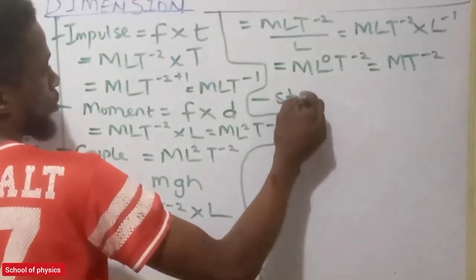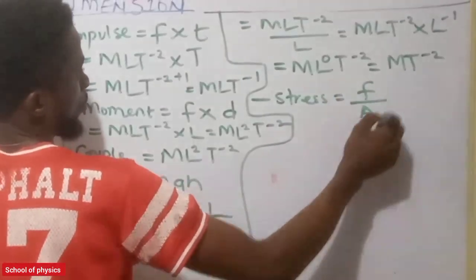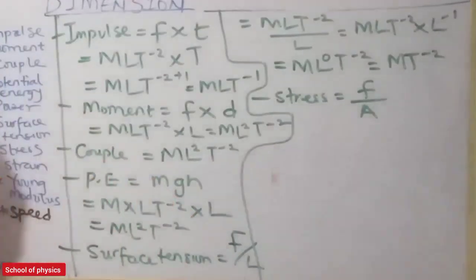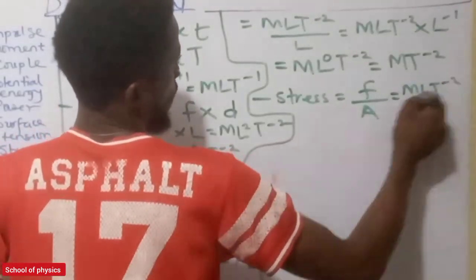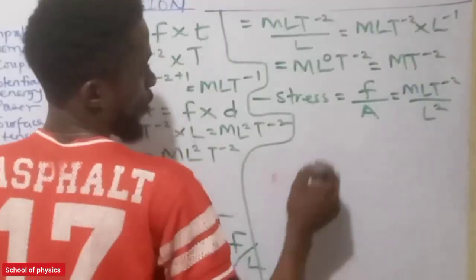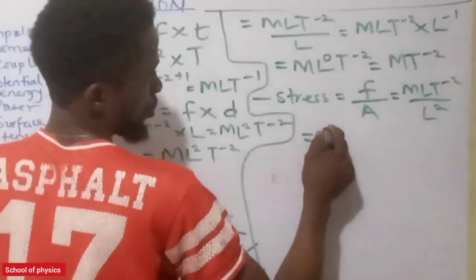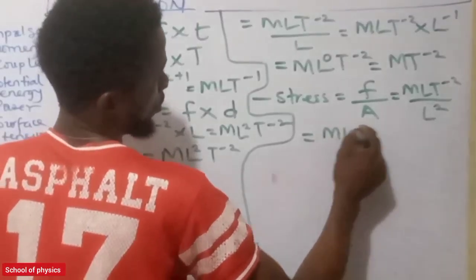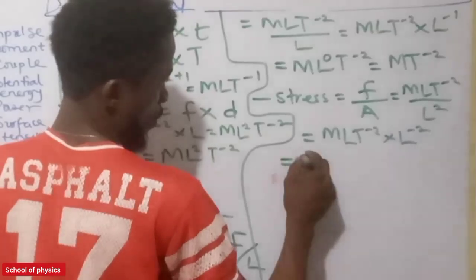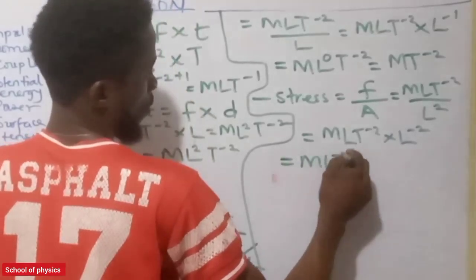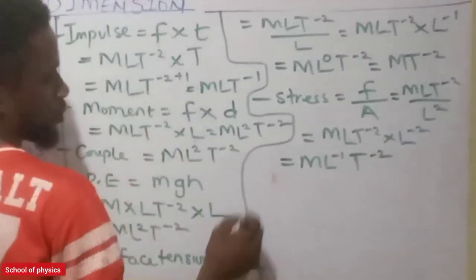Now we go to elasticity. And under elasticity, we know stress as force over area. So stress is the same thing as force over area, which is also the same formula for pressure, meaning stress and pressure should have the same dimension and unit. So force is MLT^-2, area is L squared. So that will be MLT^-2 times L^-2. So that will be ML^(1-2), which is minus 1, times T^-2.